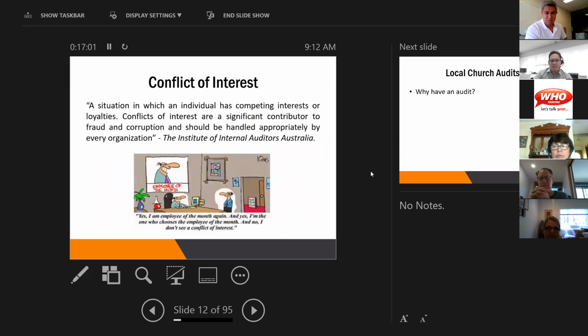So just sort of talking about conflict of interest. Conflict of interest is a situation in which an individual has competing interests or loyalties, and generally where they have a significant contributor to fraud and corruption, and should be handled appropriately by every organization.